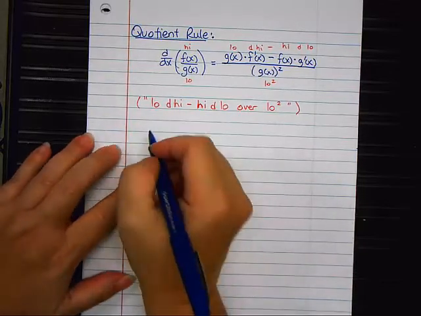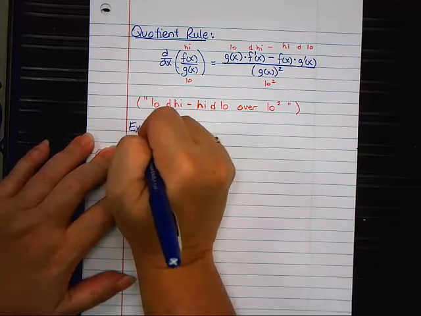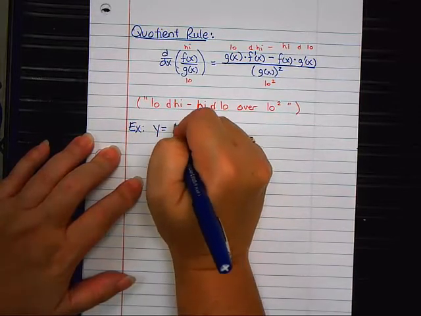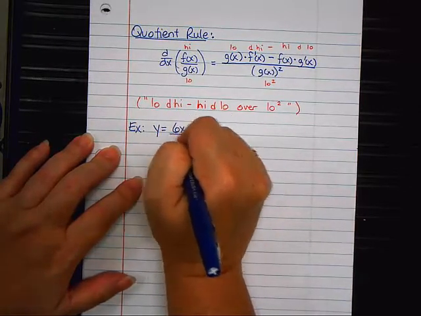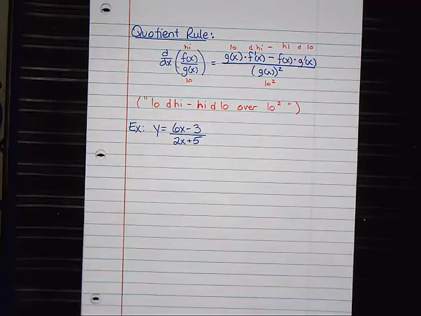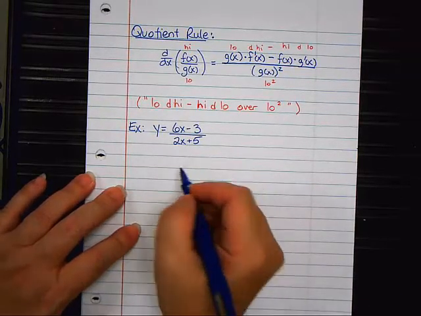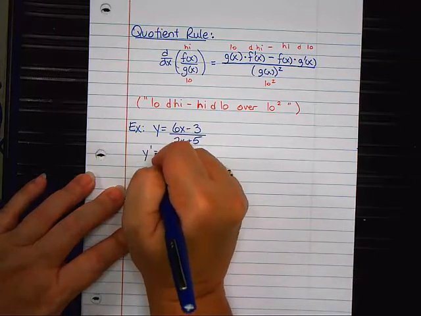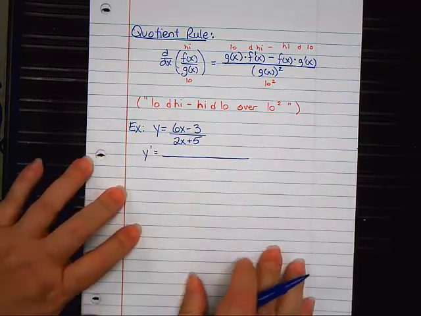Okay? So, let's practice one of these. Example, y equals 6x minus 3 over 2x plus 5. We're going to keep it simple. Okay? We'll do this one together. Y prime equals, draw a big fraction bar.